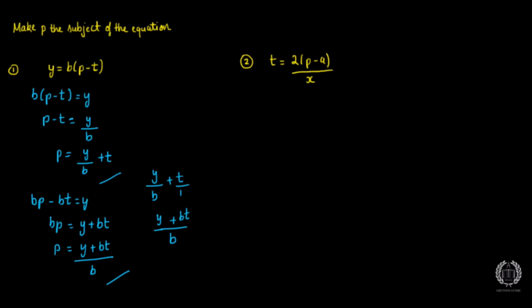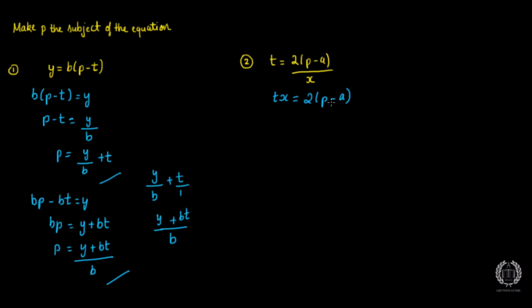Okay, so now if we were to go on to the second one, again, we want to make p the subject. And this one's slightly different in that now we have a fraction. So whenever you have something in this form as a fraction, what we want to do is get rid of this x. And the best way to get rid of this x is to cross multiply. So we're going to do x times t, which is just tx or xt, doesn't matter. And that is equal to 2 bracket p minus a.